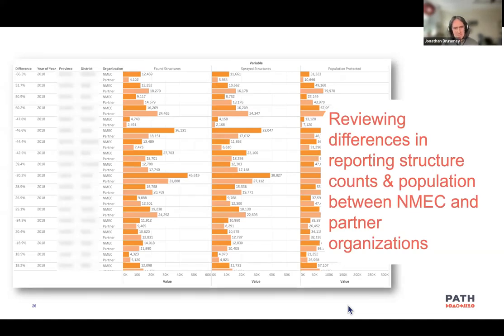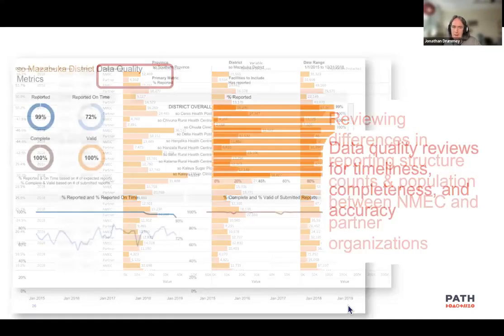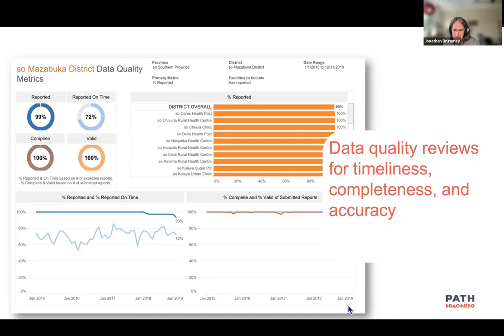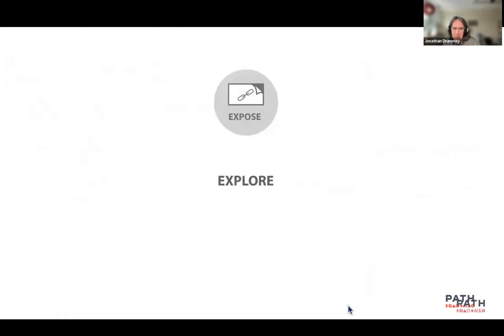So here's a visualization that we built on one of our projects where we had different structure counts. This was for indoor residual spray for malaria. And depending on who the source of the data was, they gave us different numbers. And we needed to look at that before we could go on and say, okay, what is the percentage of structures we actually sprayed? Doing data quality reviews for timeliness, completeness, and accuracy with our data is another thing.